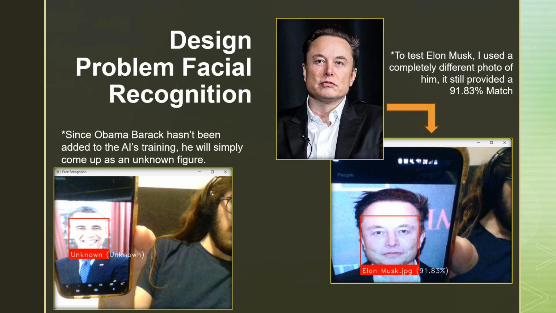Testing out the unknown part, I wanted to compare Barack Obama's face. With the lighting, it's hard to tell because it's through a digital phone. But as you can see there, it's come up with him as an unknown person because he's not included in the training database. It also just says unknown for the percentage as well, because it doesn't really know what else to say.